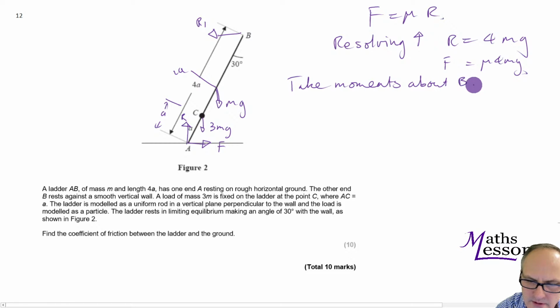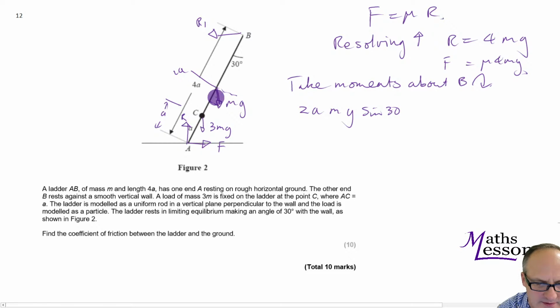B and go clockwise. Now, we take moments about B because then we can get rid of this other unknown R1 here, and we're dealing with mg's and stuff. So let's start off with this one. So we've got 2a times mg. That's going to be acting. So if this angle is 30, then it's going to be sine of 30, the perpendicular component. Remember, we want to work out that perpendicular bit.